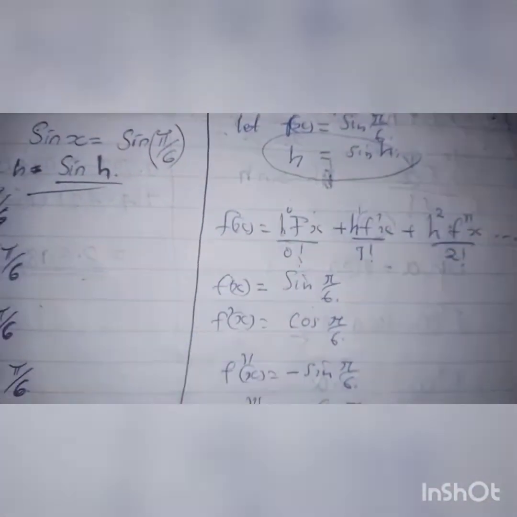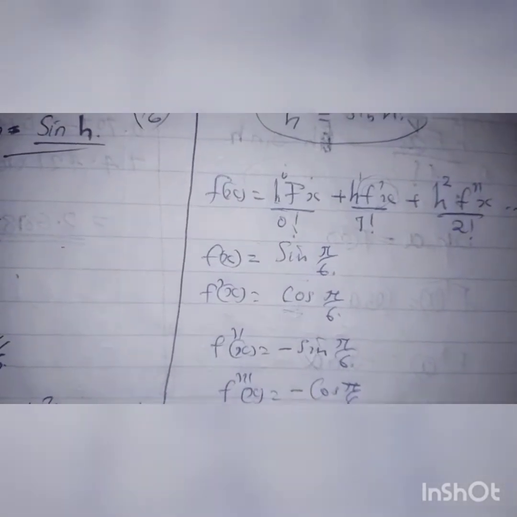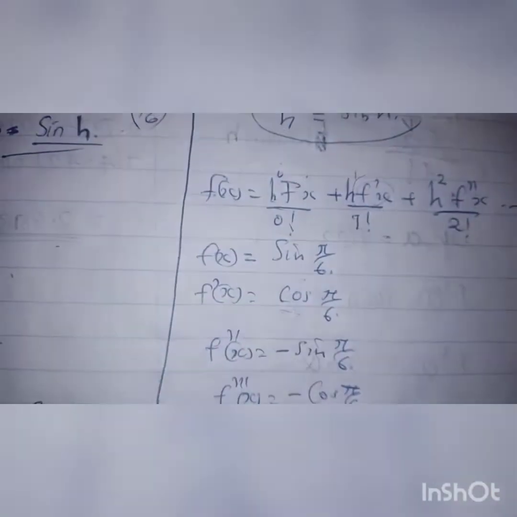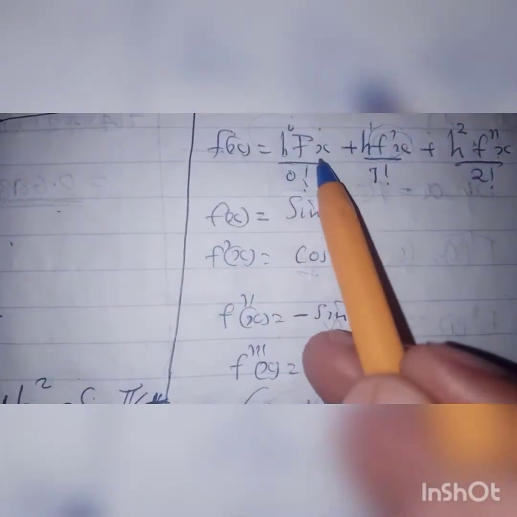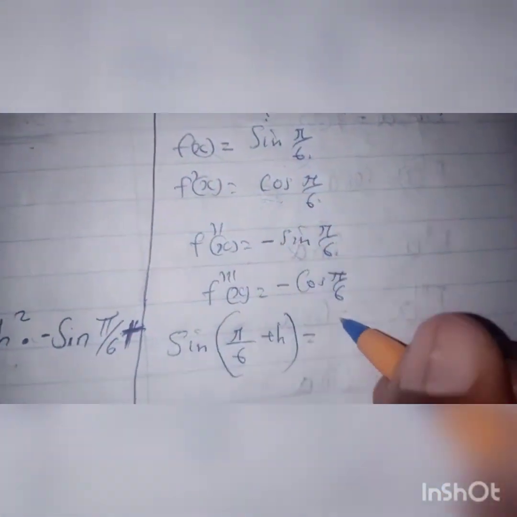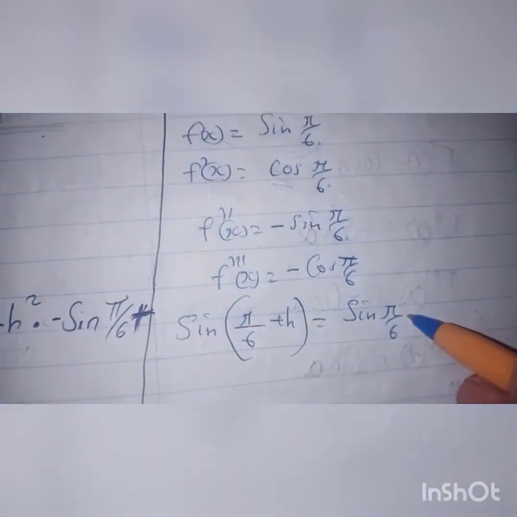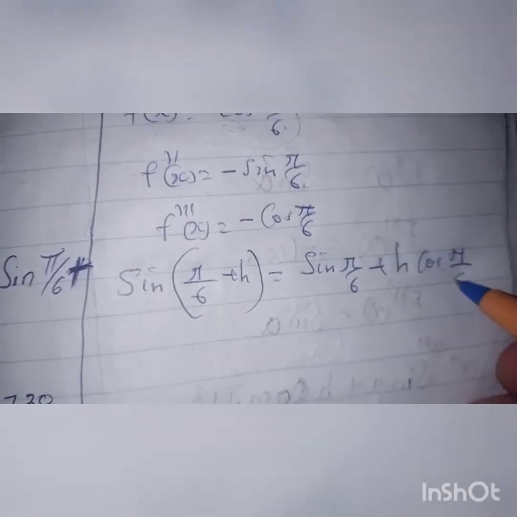So our function is given by sine of pi over 6 plus h, the small change. When we want to expand such a function, you take the function of x, which is sine of pi over 6, then plus h multiplied by the first derivative. Just substitute what you have here, so cos of pi over 6.